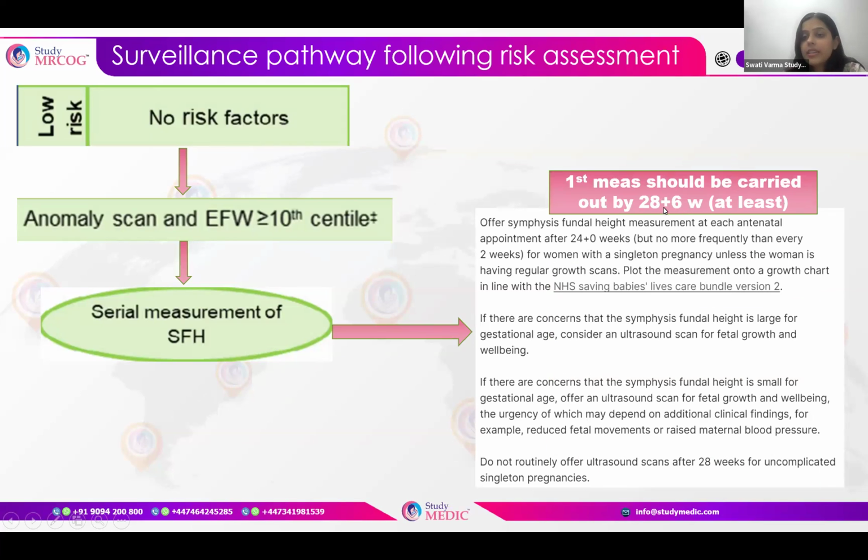Now, here, this gestational age is given in the guideline: symphysiofundal height measurement should be started routinely after 24 weeks, but at least the first measurement should be carried out by 28 plus 6 weeks, not later than that.